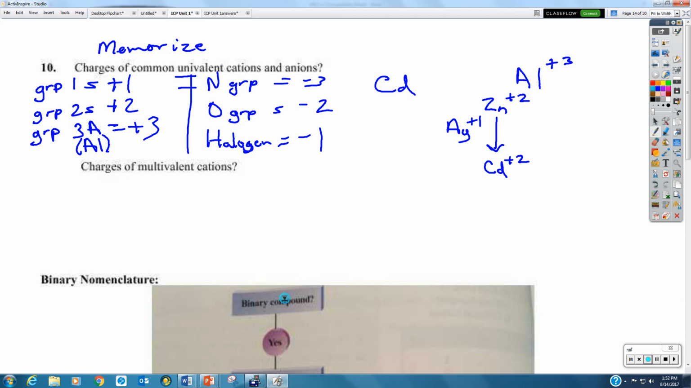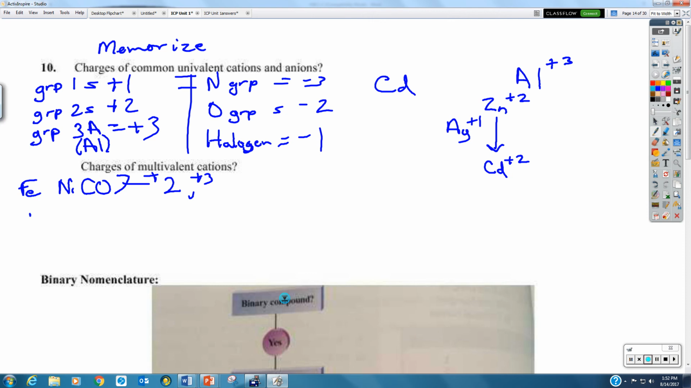All right, so those are your common univalent cations and anions. Multivalents are a little bit easier, but it's easy just to show them in groupings. So looking at the periodic table, you see how group 8, or I guess it's 8B, goes over 3 columns: iron, nickel, and cobalt. They have a +2, +3 charge. All right, I'm still getting used to this board.